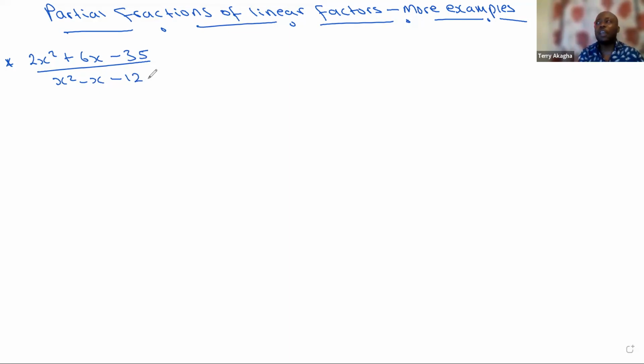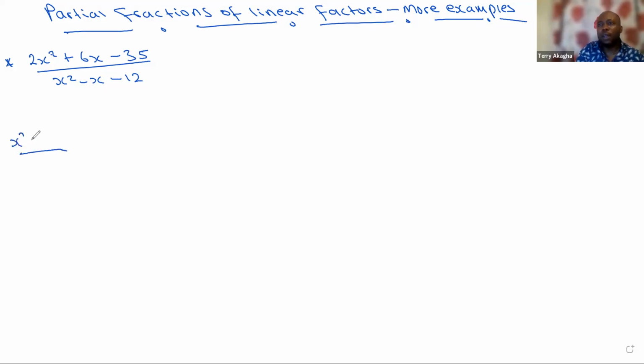Now, the first thing that should come to your mind is to check: what is the degree of the numerator? 2. What is the degree of the denominator? 2. So you can see that they are both equal. That means you can't just jump into partial fractions. The first thing you have to do is long division. I've had a video series on long division, so you have to go back and have a look at how to do it. I will just quickly do that here.